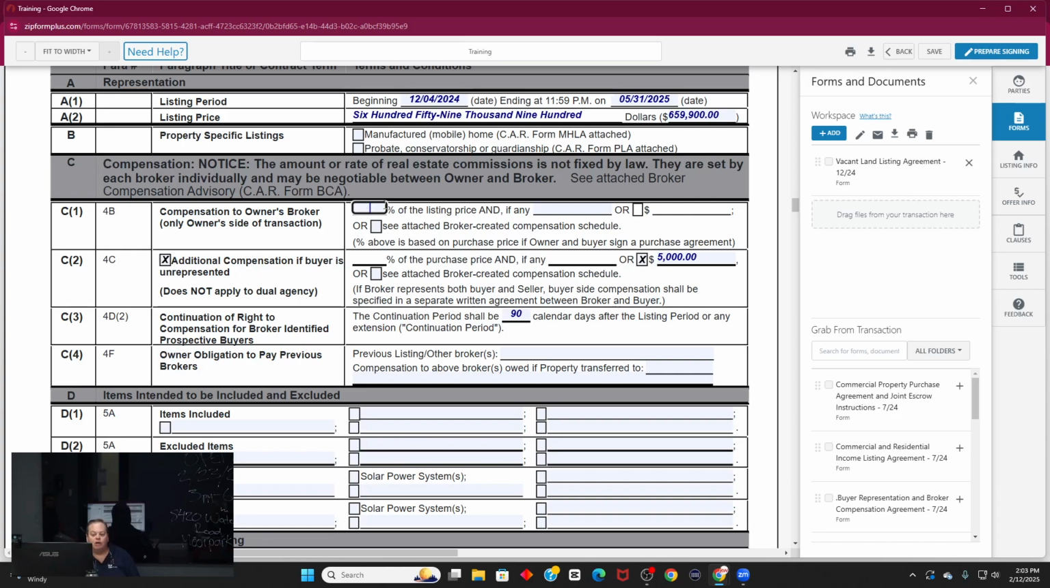It is negotiable, and it is not set by law. And you can also check the dollar box and just set a flat fee. So if you didn't want to do that, then you could check this and say $1,500. Let's say it's an inexpensive piece of land, then you could just charge a flat amount.